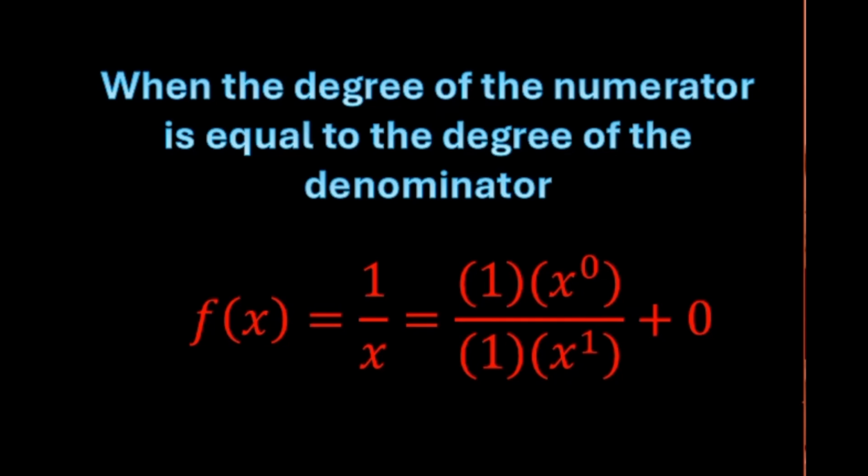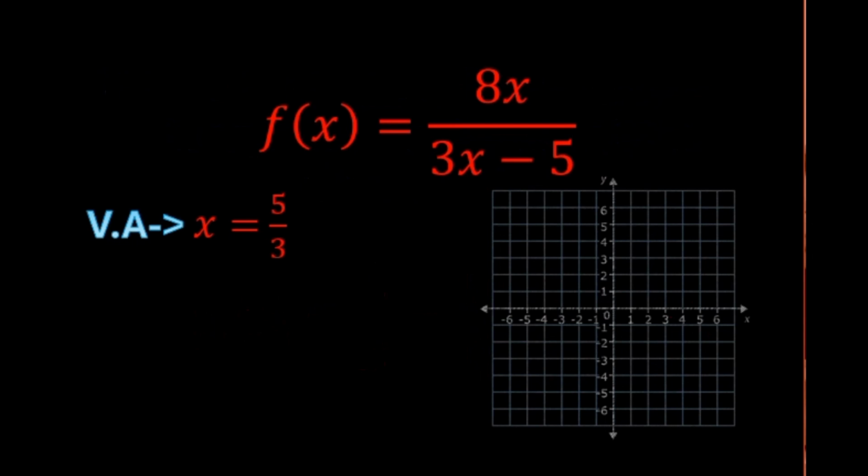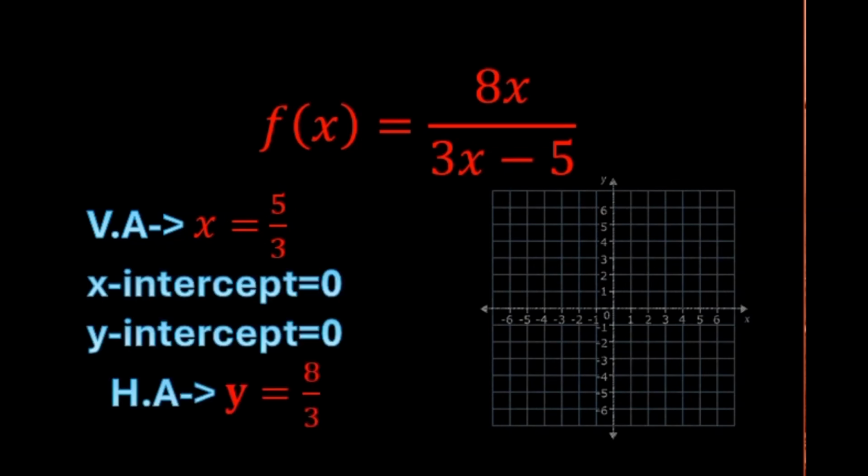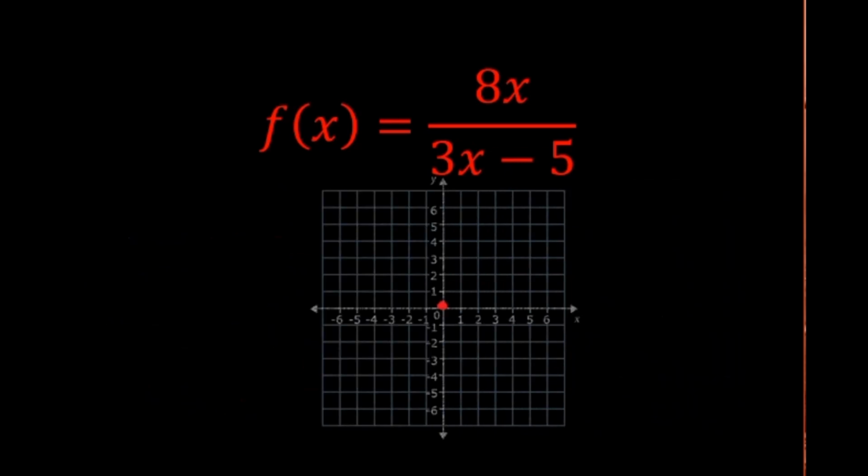First of all, let's try graphing f of x is equal to 8x over 3x minus 5. Now here, the vertical asymptote is x is equal to 5 over 3, as we've already found out. The x-intercept is at 0, the y-intercept is also at 0, and the horizontal asymptote is at y is equal to 8 over 3. Plug those in. This, and that, and then draw the graphs. This and that. Great.